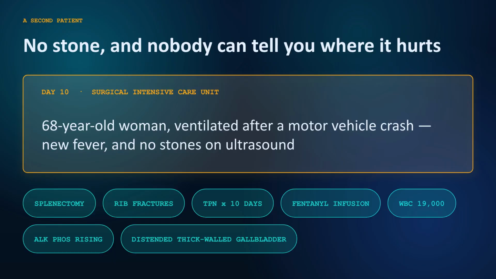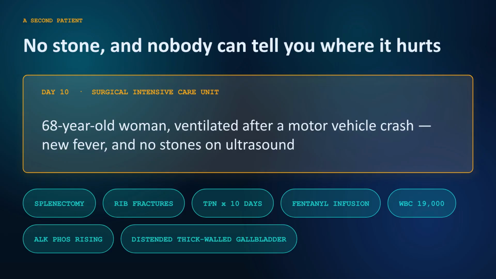Now put Marcus aside for a moment and walk into the surgical intensive care unit. This is a 68-year-old woman on day 10 after a motor vehicle crash. She had a splenectomy and multiple rib fractures. She is intubated and sedated. She has received total parenteral nutrition since admission, and fentanyl for pain. Today she has a new fever.